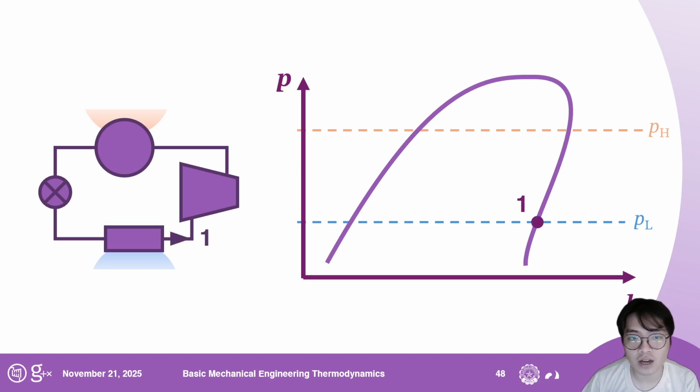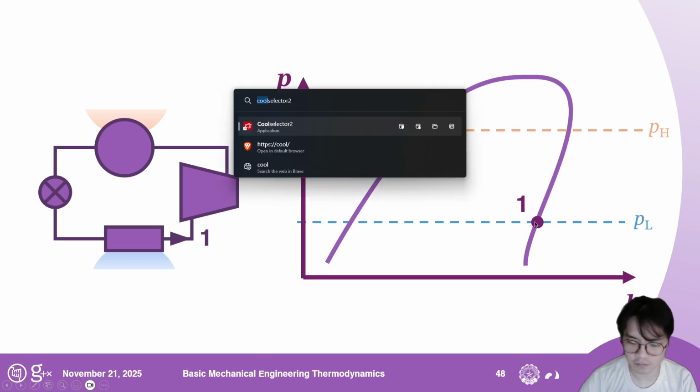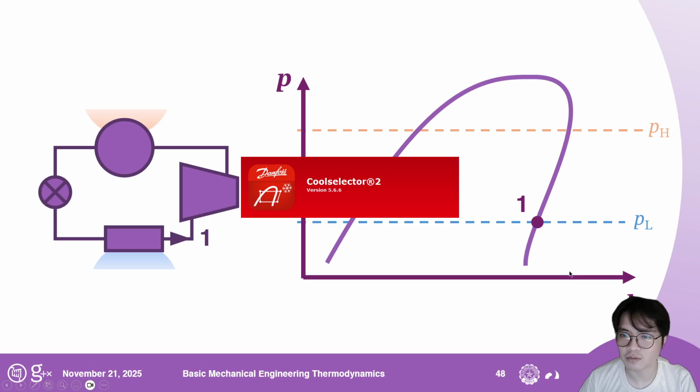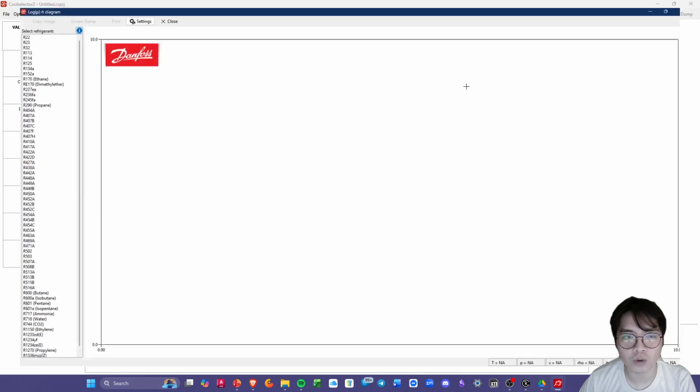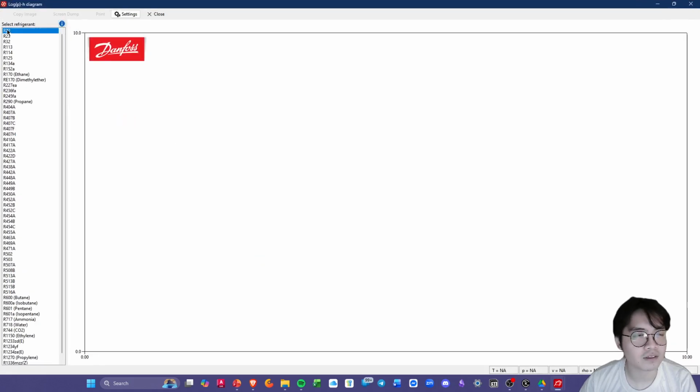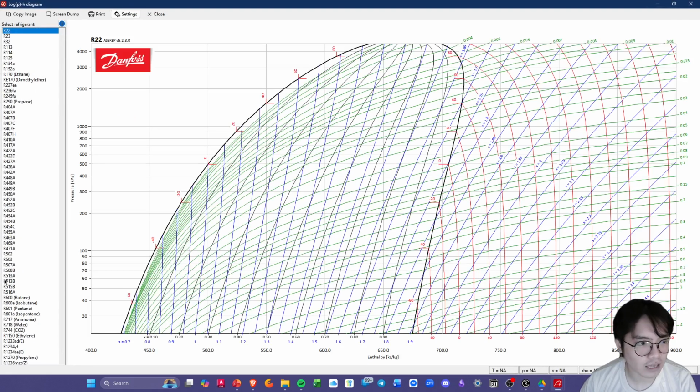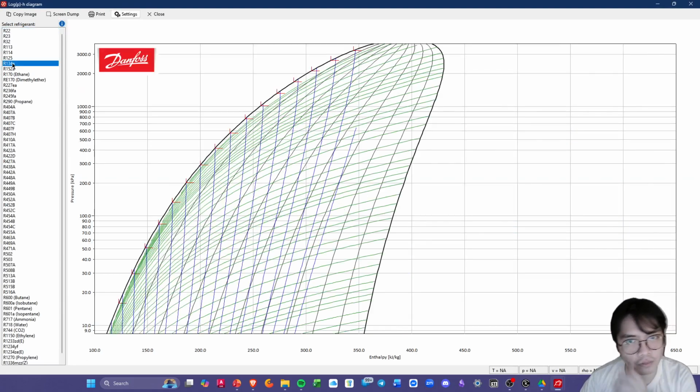We know that state 1 is going to be either a saturated vapor or a superheated vapor at the low side pressure, so I've just kept it to be here. And actually, it would be very inconvenient that we have exited the CoolSelector, because I want to show you guys as well what the different processes look like here. Say, for example, we have R134a.